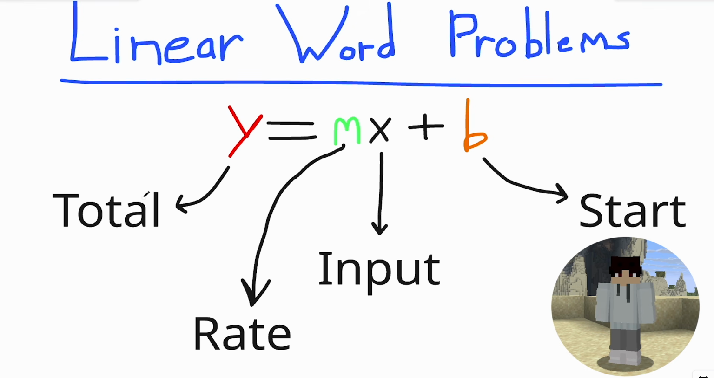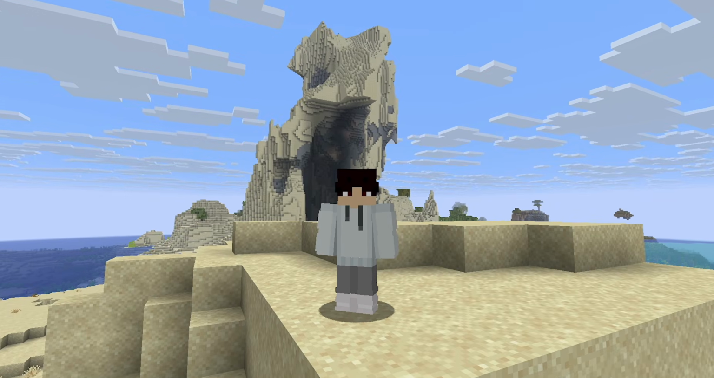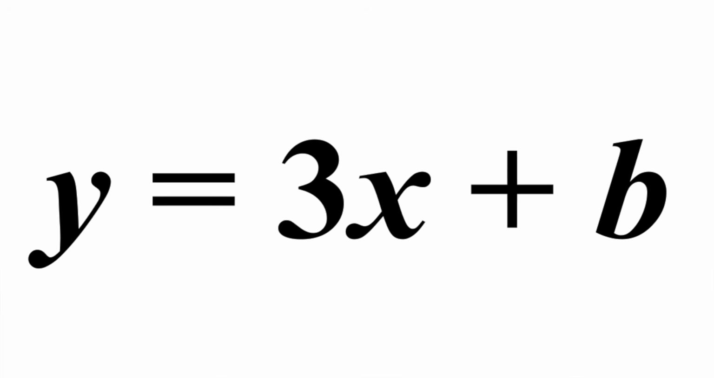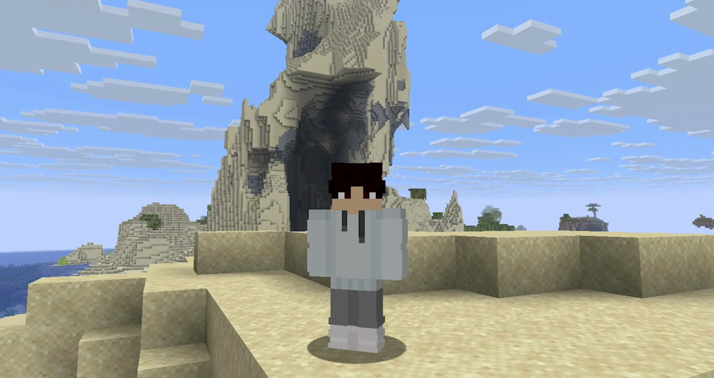Whatever they're talking about as the total amount, whether it's the total amount of money it costs or the total amount of materials being used, that is what y represents. M represents the rate of the function. This is how fast it's either increasing or decreasing. So for example, if every single individual item costs $3, 3 would probably be the rate because every single additional item adds $3 to the total.